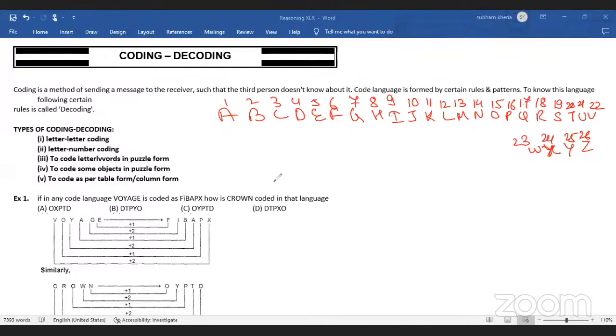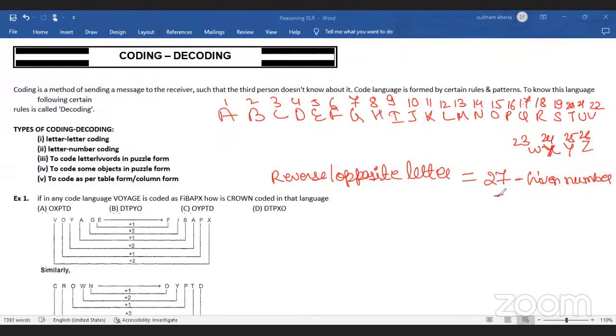Now, what did I say? Remember one thing, the reverse, opposite letter. How is it found? It is found by 27 minus the given number. Okay, 27 minus the given number.